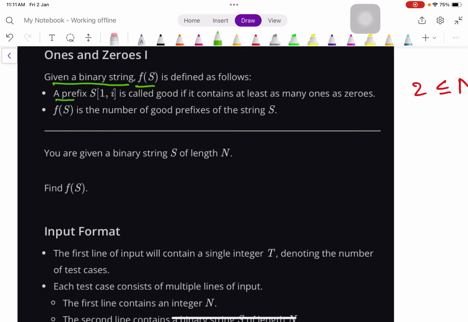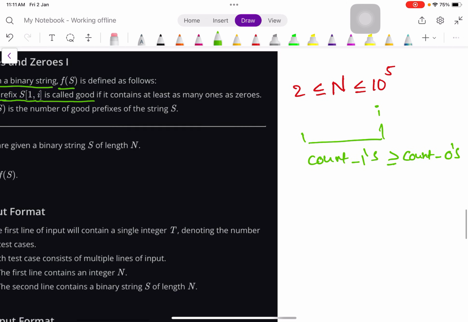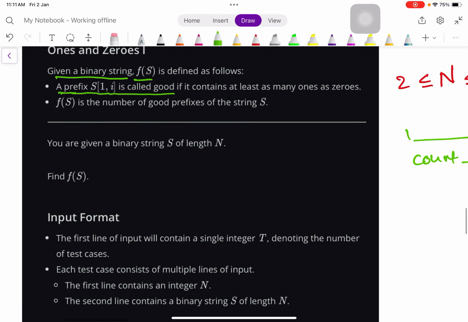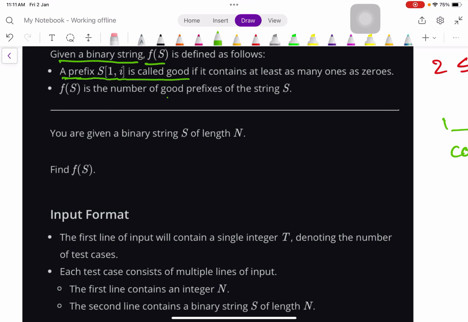A prefix s of 1 to i is called good if it contains at least as many ones as zeros. That means in a prefix, if you consider the binary string from 1 to a certain index i, the count of ones should be greater than or equal to the count of zeros. f of s is the number of good prefixes of the string, and we need to find how many good prefixes there are for a binary string s.